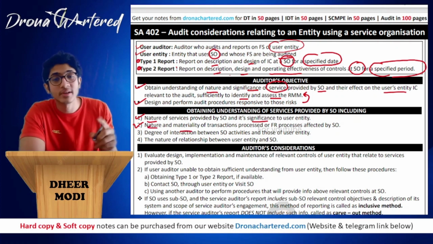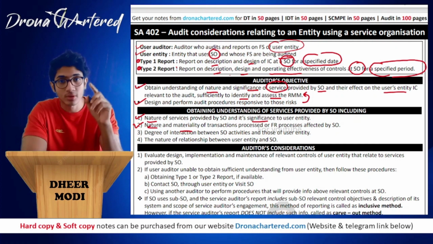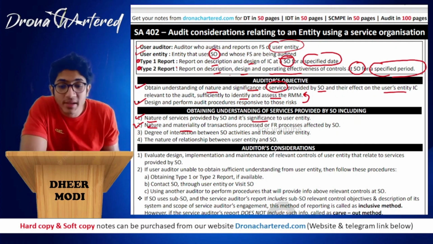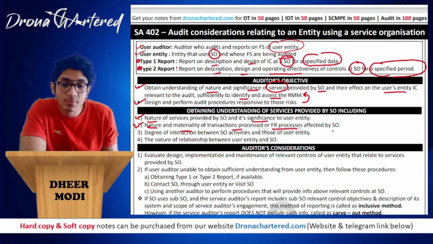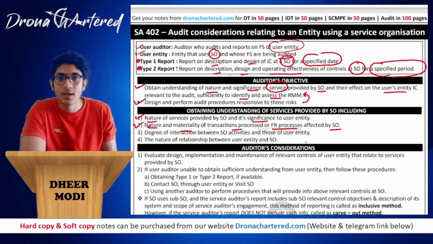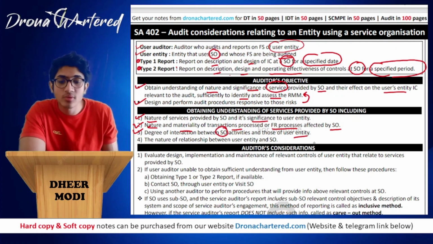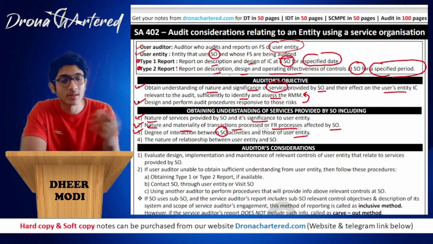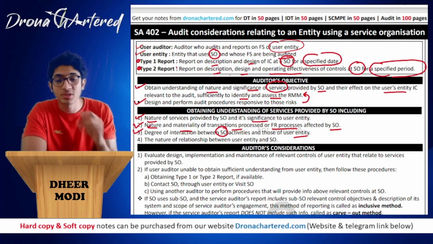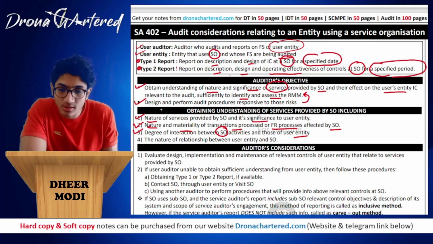In the first point, what we did was nature and significance, nature and importance. Now we are doing nature and materiality of transactions processed by the service organization or any financial reporting processes that are affected by my SO. Okay. Now what is your third? It is your degree of interaction between my service organization activities and those of the user entity. How much do the activities of both the organizations interact with each other?